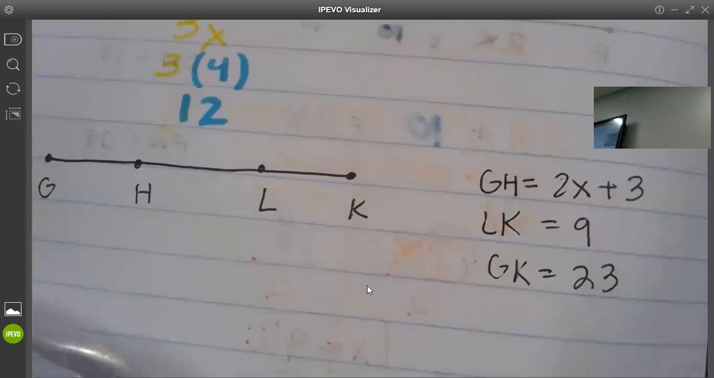Something's wrong. The 23 is wrong. Good job. Good job. From G to H is 2X plus 3. So where's G? Where's H? So this is 2X plus 3. Everything else is wrong. But at least you're trying, which is good.